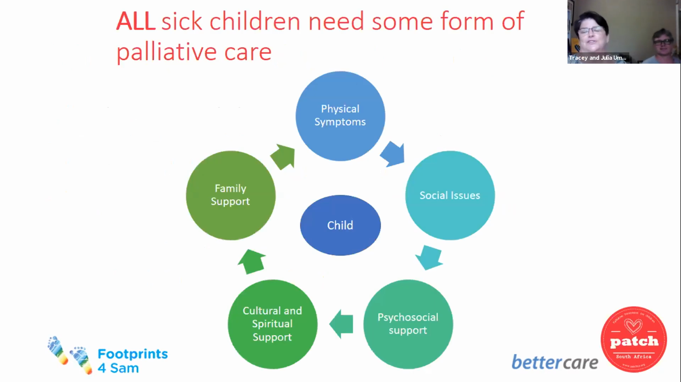All sick children need some form of palliative care, every single one. So picture the scene: a child comes in with a pneumonia. They have symptoms. They might be short of breath, they're feverish, they might have chest pain. Those symptoms need to be palliated along with the antibiotics and the blood tests that are going to make the child better. And just because the child is going to get better doesn't mean they don't need some palliative care.